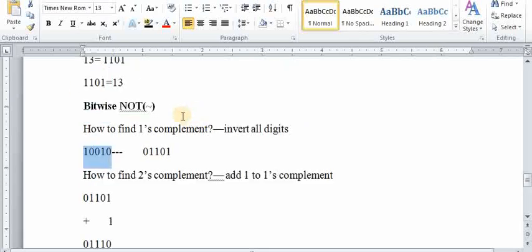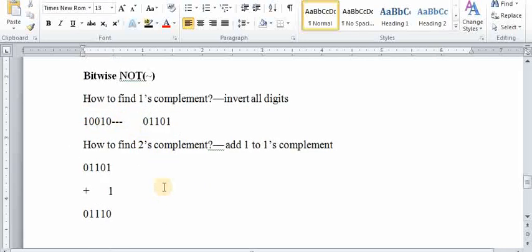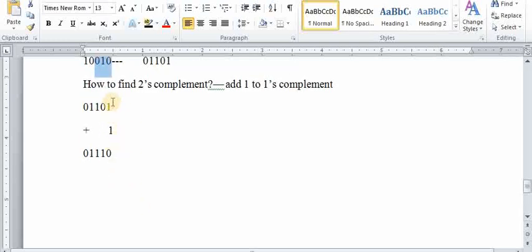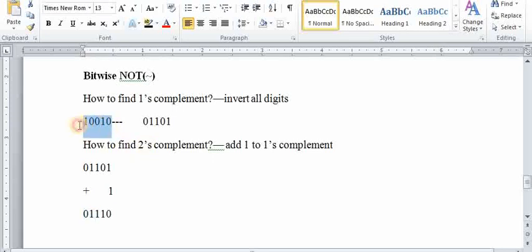Got it? To understand the bitwise NOT operator, first of all you should know what one's complement and two's complement are. How to find the one's complement? It's simple: invert all the digits, make 1 to 0 and 0 to 1. This is the one's complement of the given number. And how to find the two's complement? Simple, add 1 to the one's complement of the number. Now add 1. You know very well how to add binary numbers: 1 plus 1 will be 0 and 1 will be the carry. So this is the two's complement of this number.